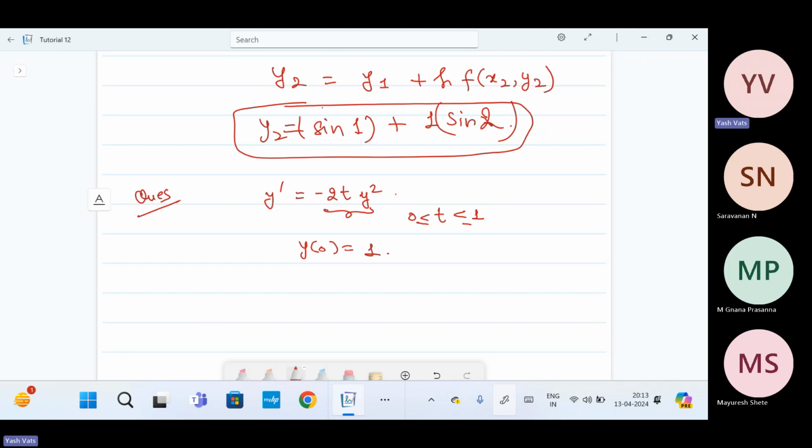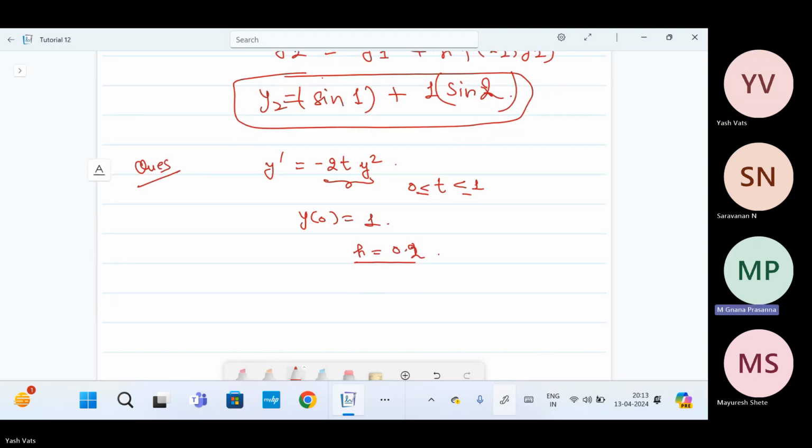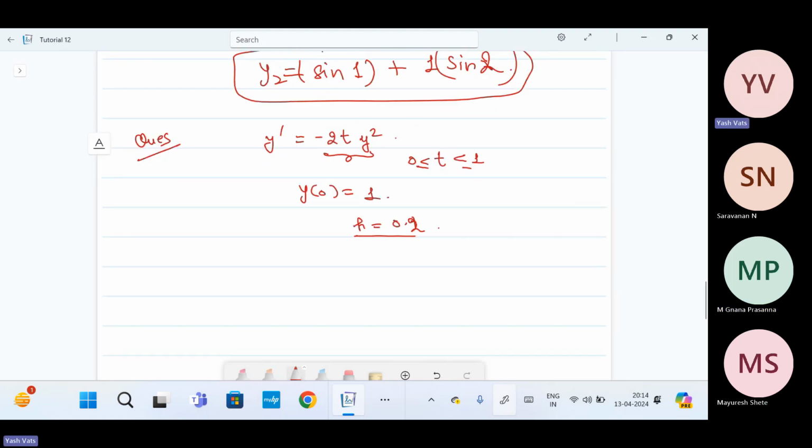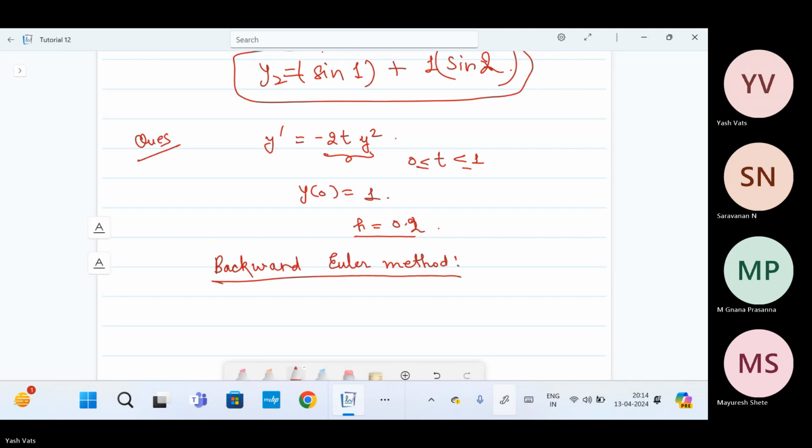Y of 0.4. H is 0.2. Correct. Yeah, 0.2. And we have to calculate y of 0.4. Okay, you wanna try with me? Let's see. Using the backward Euler method, right? Yes. Yeah. So how will you do that?